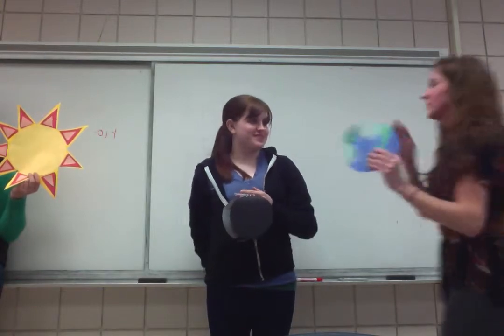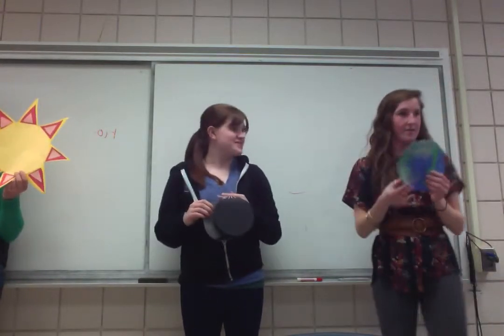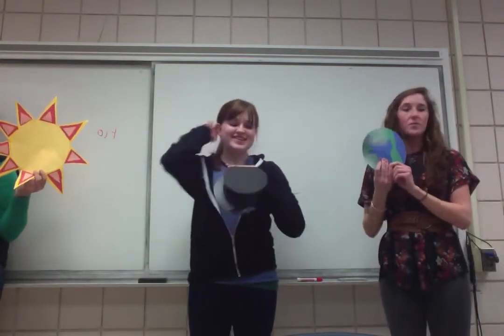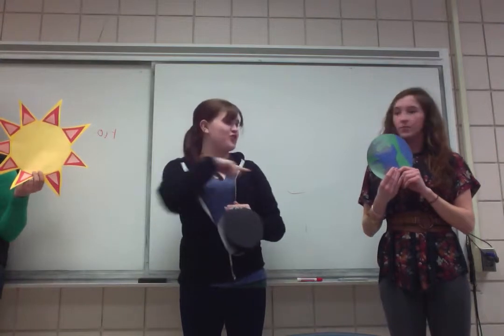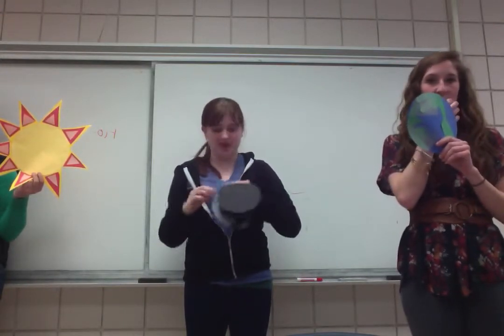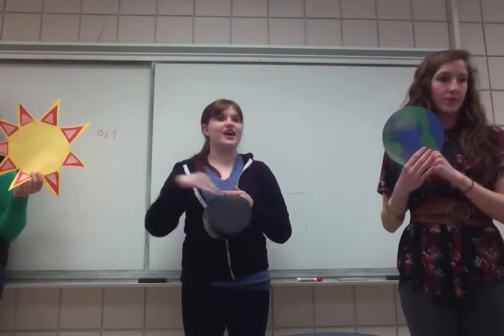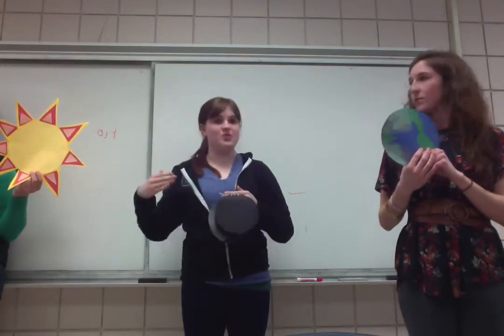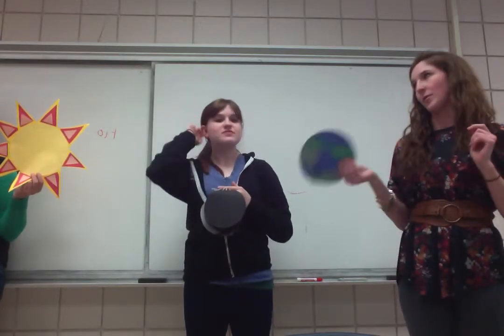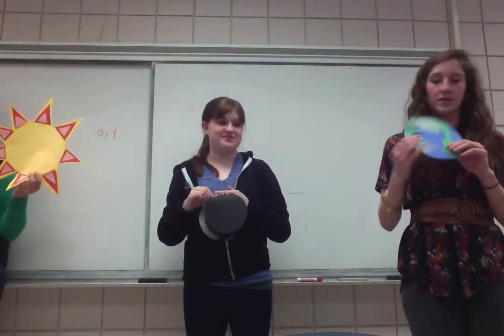All right, so we're going to start off by doing the moon phases. I'm going to be the moon, and as I circle the Earth, it is going to show, from the point of view of Earth, what the moon is going to look like at each specific time that it is orbiting the Earth. It's important to remember that even if we can't see the moon, it's still there. So let's start with the first one.